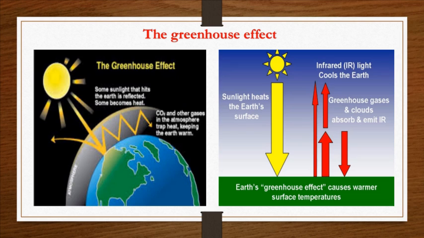The carbon dioxide and other gases in the atmosphere trap the heat, keeping the earth warm. This is all that is explained in this slide. Thank you.